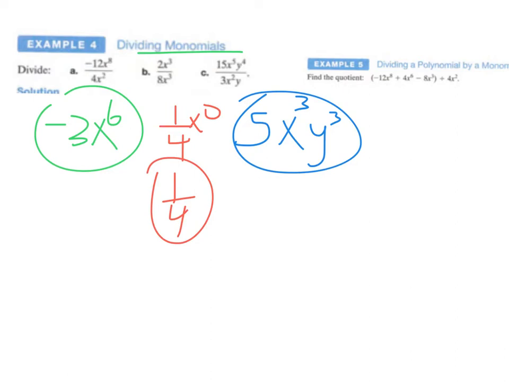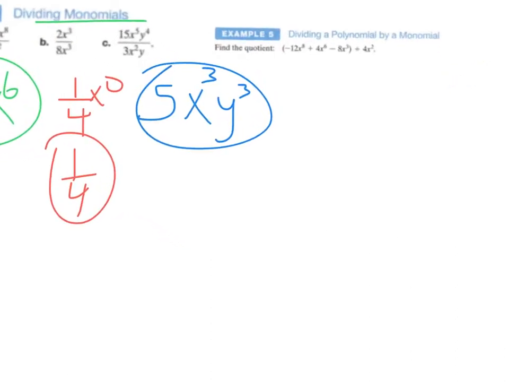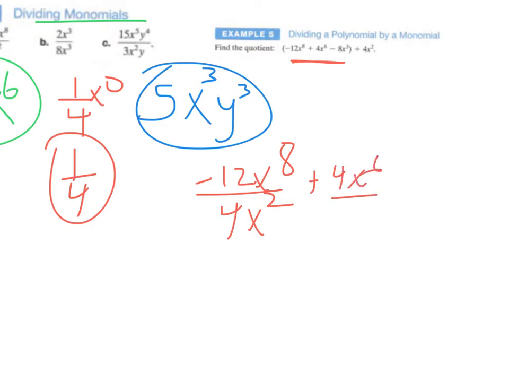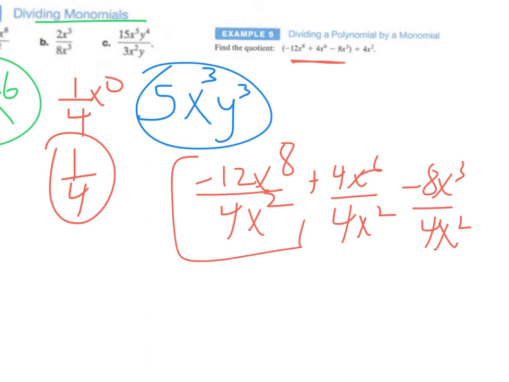Now the next type of problem is when we're dividing a polynomial by a monomial, and to do that, I'm going to rewrite the problem. I'm going to rewrite the monomial underneath each term. So if I write what I'm dividing by under each term, I can then do my division that we've just gone through.